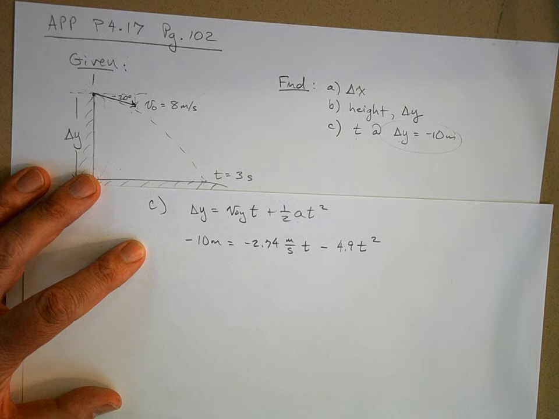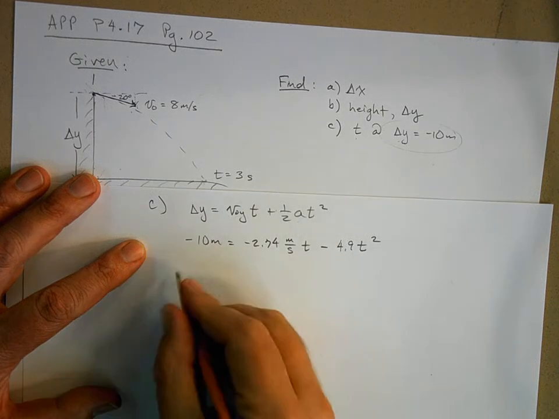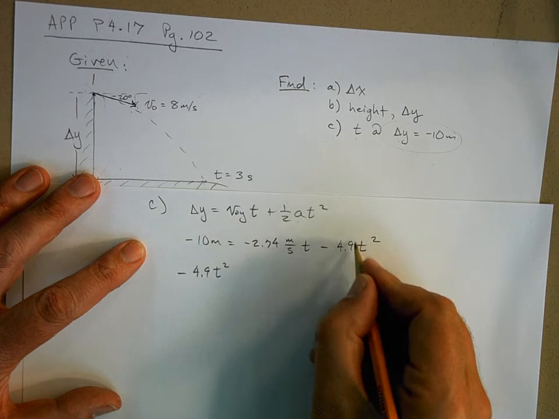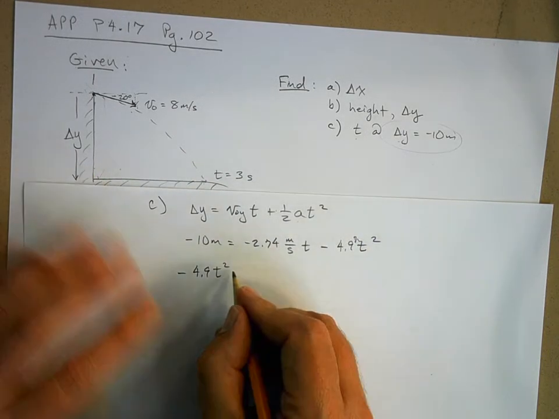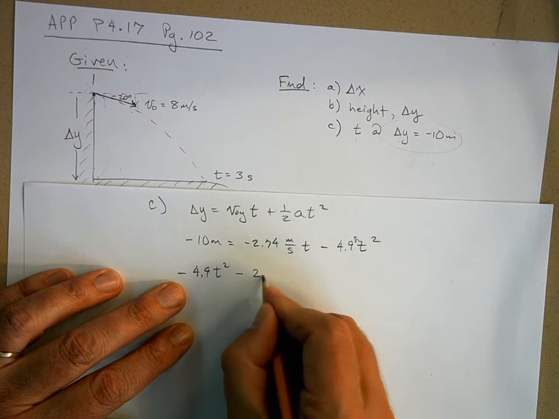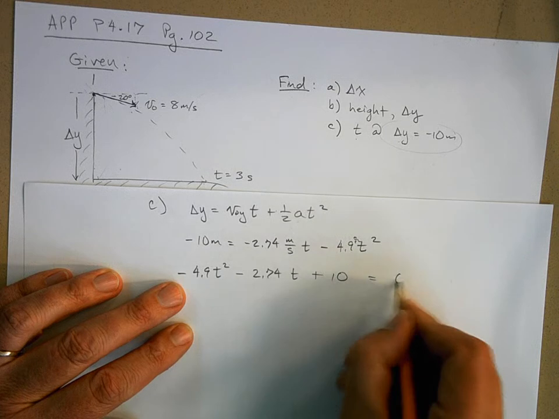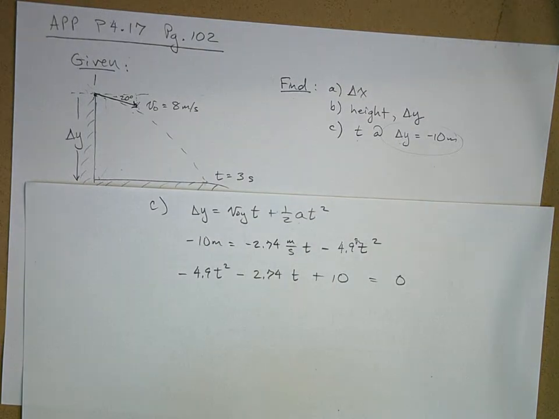Well, what am I going to do? I plugged it into my solver. Yes, you plug it into your solver. So negative 4.9 t squared. I'm going to drop the units, which I don't like. This should be meters per second squared here. Then minus 2.74 times t plus 10 equals 0. Now, if you don't know how to use your solver button, you can use the quadratic formula, which is a big pain. But you guys have those fancy calculators for a reason.